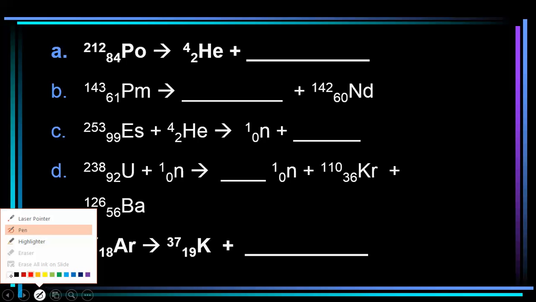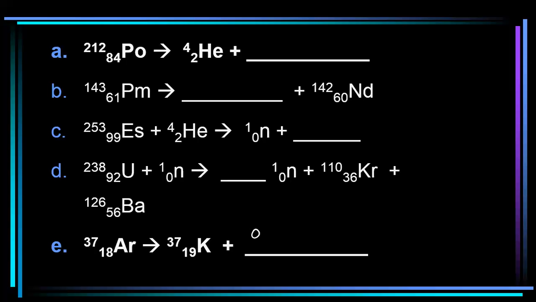And 18 equals 19 plus what? 1. That gives you 20. 19 plus 1 is 20. Oh, negative. Negative 1. And who is 0, negative 1?